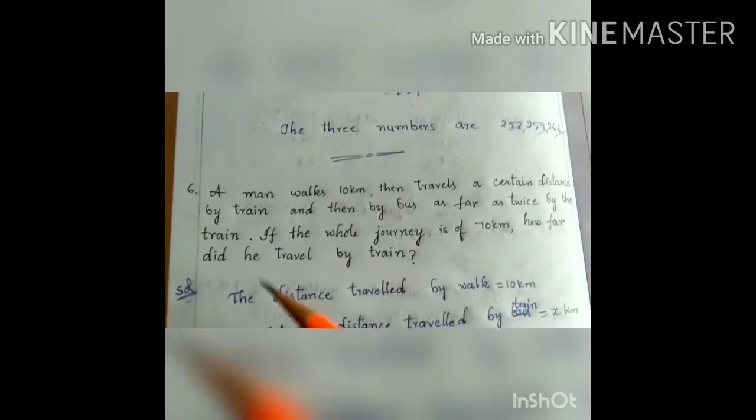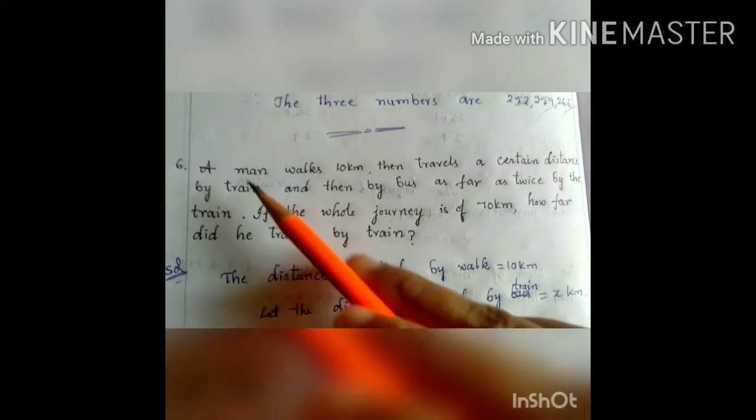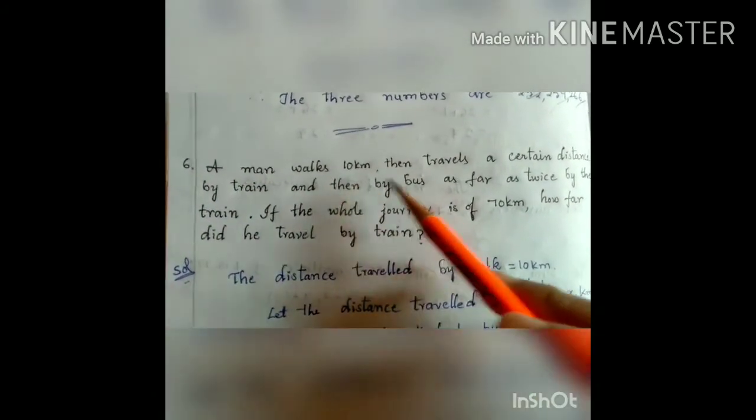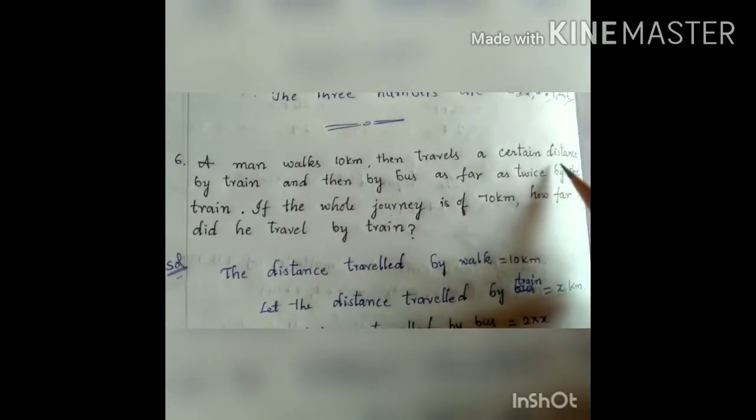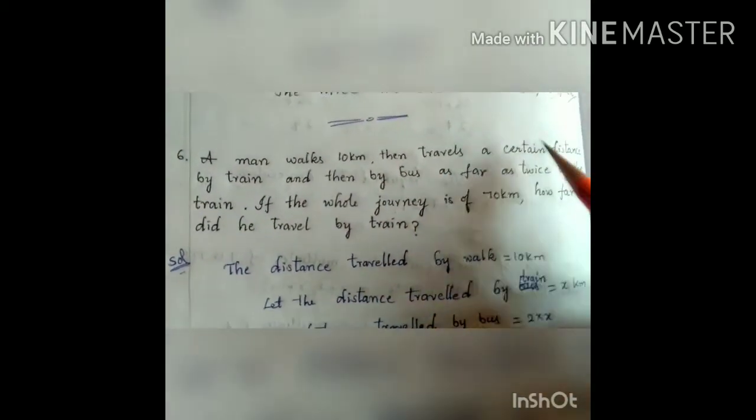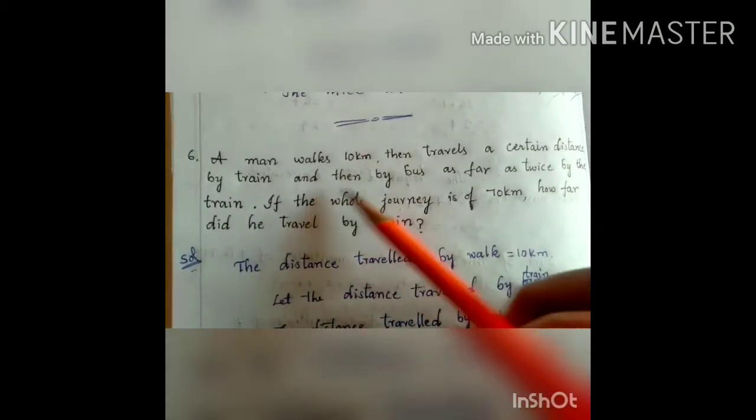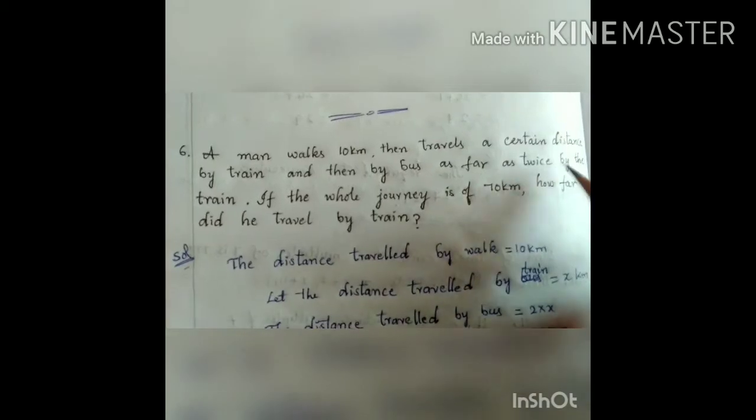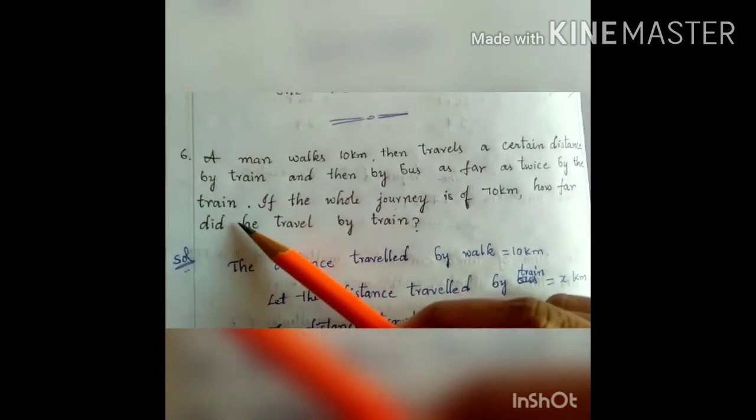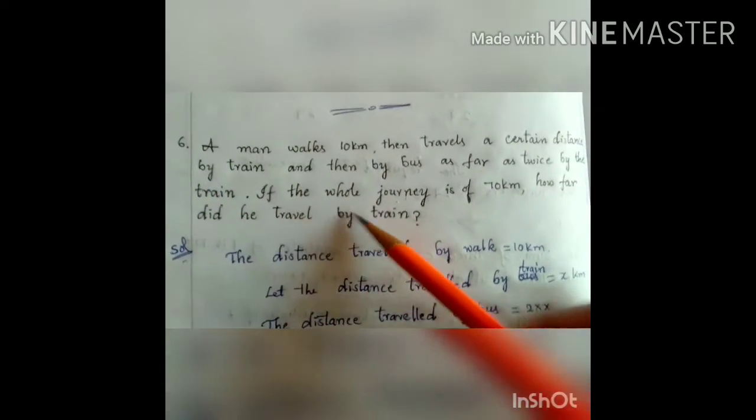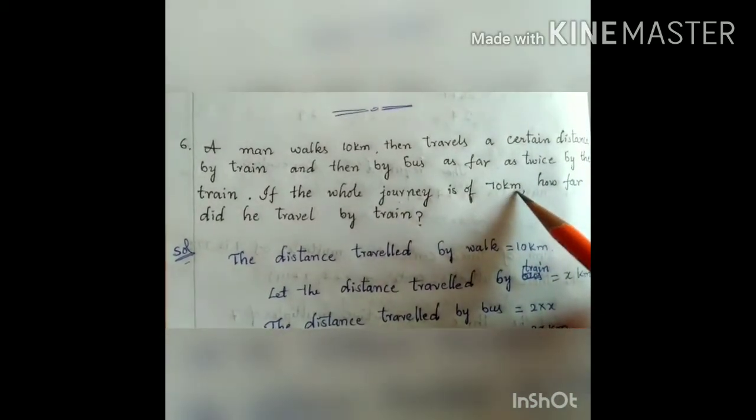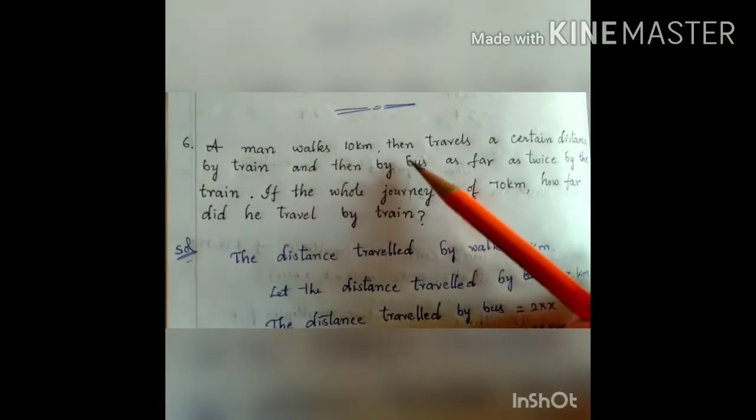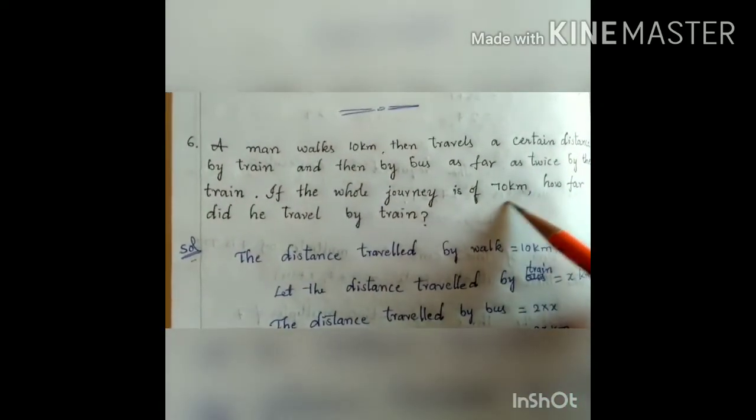Next, the sixth one. Listen carefully. A man walks 10 kilometers, then travels a certain distance by train and then by bus, as far as twice by the train. If the whole journey is 70 kilometers, by walk, bus journey and train journey, the total journey is 70 kilometers.